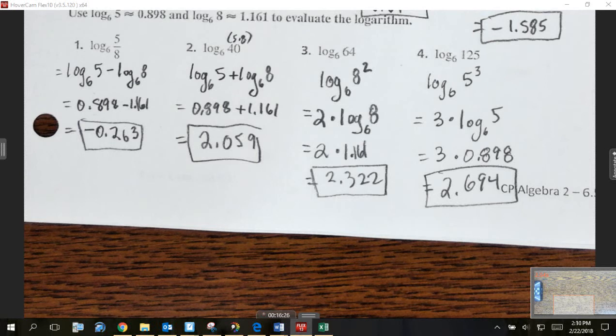As you get done with these, I'll put the answers up. You can check your answers with mine. Make sure you get them correct. And if you're ready to go on, turn a page so I know.